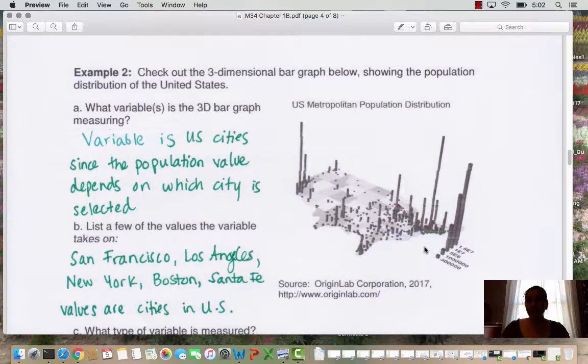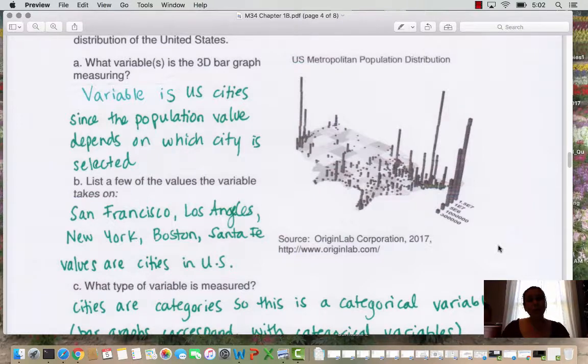Example 2, this is a 3D bar plot, and it's showing the population distribution of the United States. What variable is the 3D bar graph measuring? The variable here is the U.S. cities. Each different city here is one of the values of the variable. The population value is dependent on which city is selected.